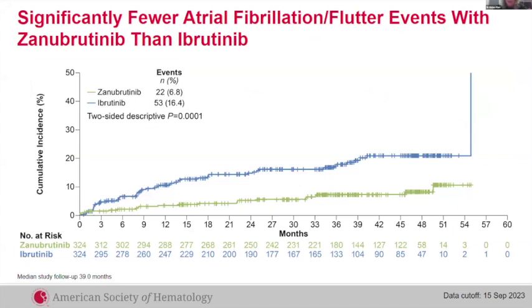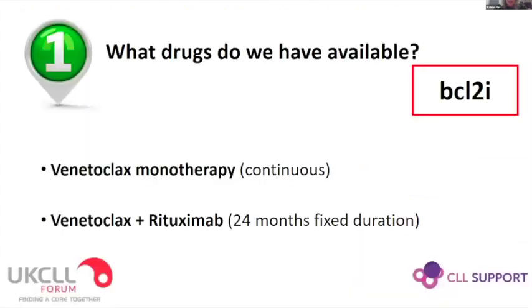And this just shows us, in the ALPINE study, the number of events of AF over time being fewer in the zanubrutinib arm, in the yellowy green color, compared to the blue ibrutinib arm. So I'm going to move on to the BCL2 inhibitors.